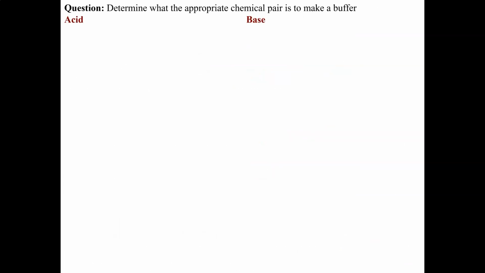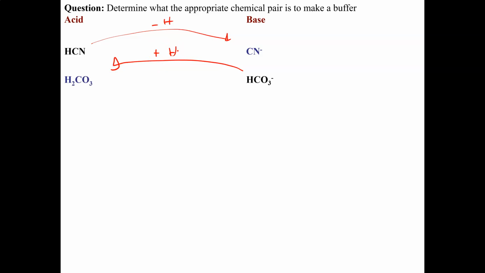All right, determine what the appropriate chemical pair is to make a buffer. To do a buffer, all you have to do is find a weak acid, because if it has an H in the beginning, it's a weak acid. So the conjugate is just going to be 1 less H, CN minus. If I have HCO3, what's going to be the acid for it? If that's the base, we'll just add 1 more H. To go from here to here, subtract an H. To go from here to here, add an H. Real simple. Let's take H2CO3.